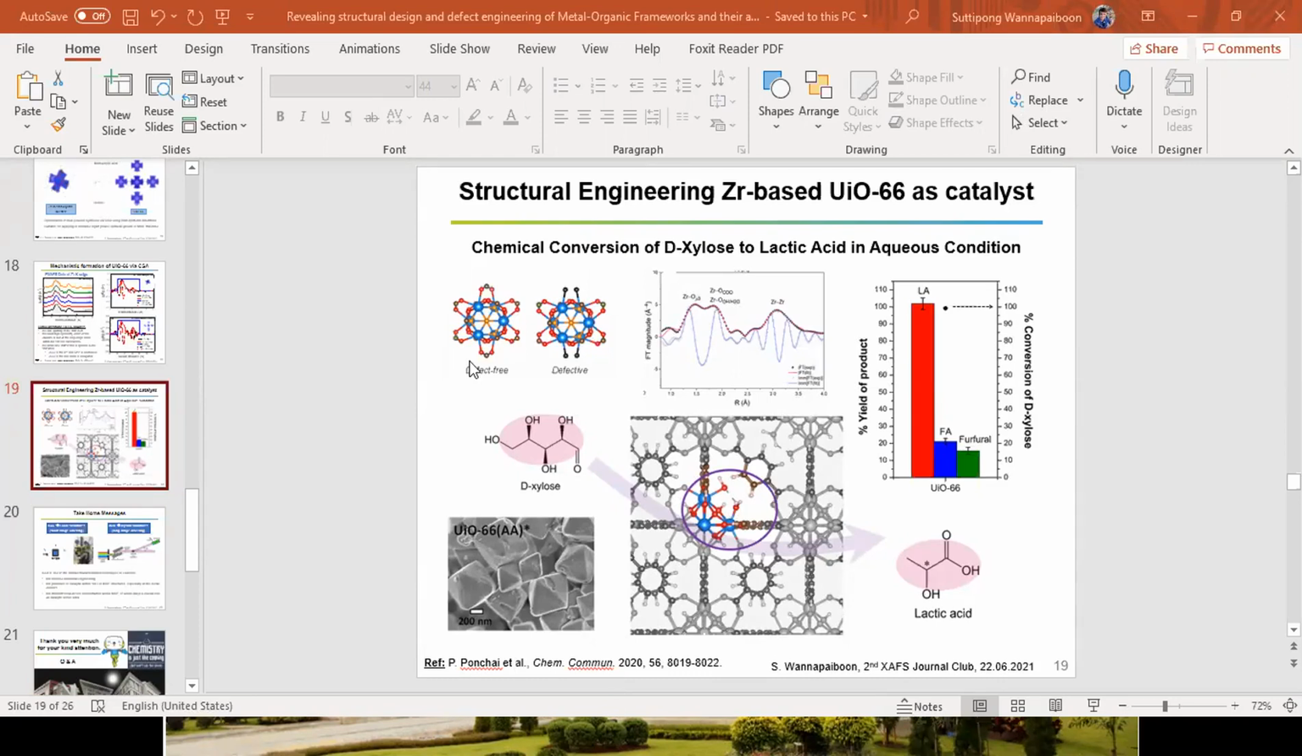In the case of the mixed iron and chromium MOF, we found these structures with a shortage of Fe-O and Cr-O, right? How about the Fe valence?